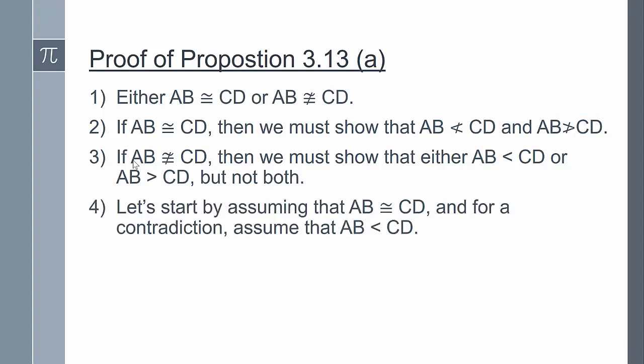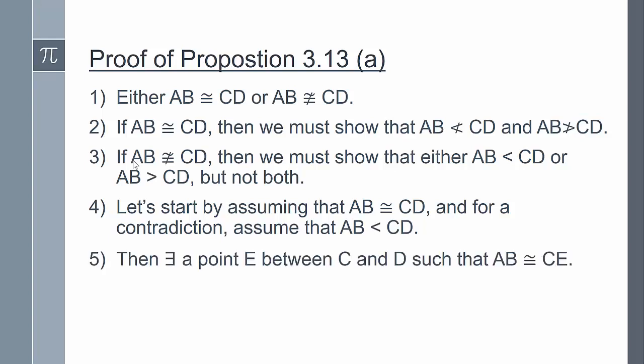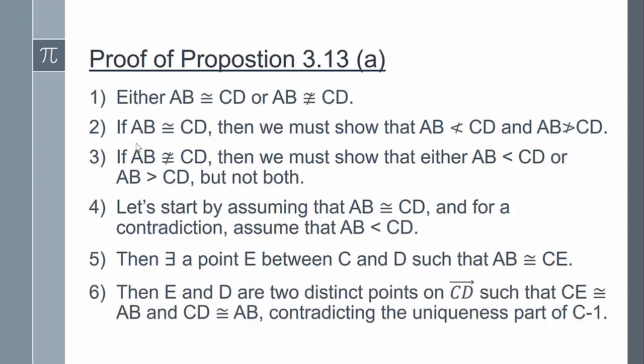So let's start by assuming that AB is congruent to CD. And then for a contradiction, let's start by assuming that AB is less than CD. Well, then there's a point E between C and D such that AB is congruent to CE by definition of less than. Then E and D are two distinct points on ray CD such that CE is congruent to AB and CD is congruent to AB. Well, this contradicts the uniqueness part of Congruence Axiom 1. So thus, we can conclude that AB is not less than CD.